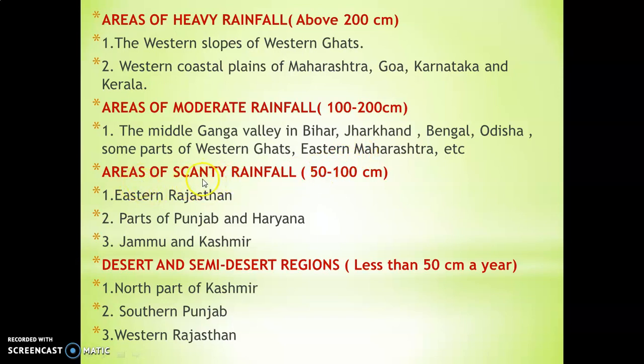Areas of scanty, meaning less, rainfall, 50 to 100 centimeter: Eastern Rajasthan, parts of Punjab, Haryana, Jammu and Kashmir. Desert and semi-desert regions receive less than 50 centimeter a year. Which places come under this category? North part of Kashmir, southern Punjab, western Rajasthan.